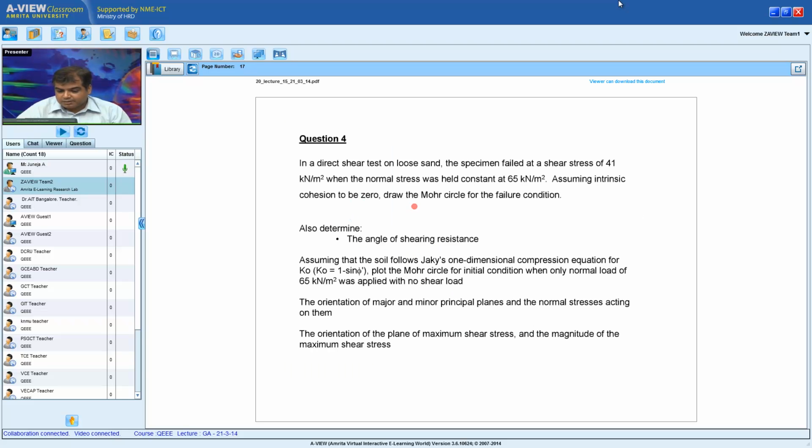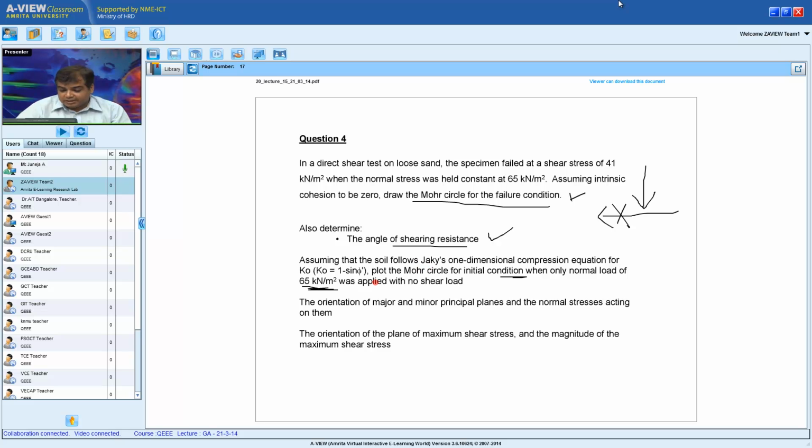That is the question. The first part of the question was to draw the Mohr circle, we have done this. It says angle of shear resistance, we have done this. Then it says draw the Mohr circle for the initial condition when only normal stress of 65 kPa was applied. Remember, normal stress is 65 and shear stress is 41 at failure. So before the start of the test, just normal stress was applied, shear stress was 0. You are asked to draw the Mohr circle.